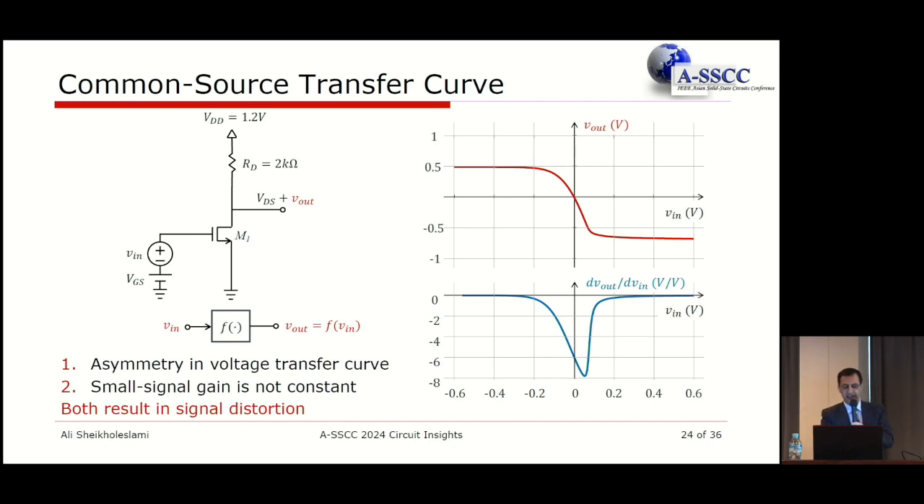Now, this nonlinearity has two interesting properties. One is that you can clearly see that at the top, when you apply a negative input, the maximum output is limited to 0.5. But when you apply a positive input, the negative output is going to go to minus 0.6 or so. So that was exactly what we observed in the previous case.